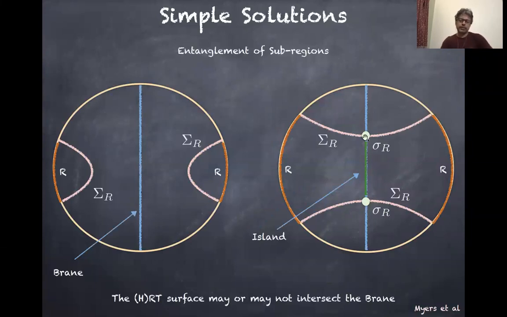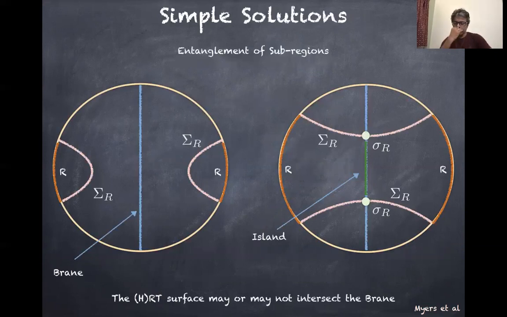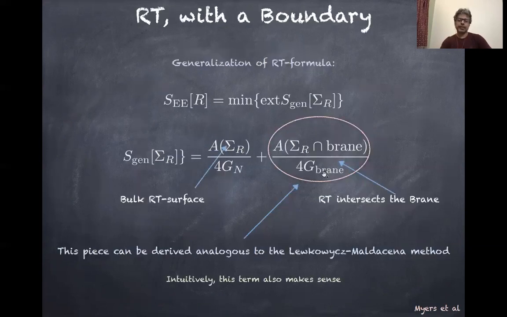But remember now, there are non-trivial intersection points, which are described by these yellow dots, which are living on the brane. But the brane itself has dynamical gravity. So when you compute, for example, the entanglement entropy of this R region, there is obviously going to be one contribution coming from the standard RT prescription, but there will also be an area contribution coming from the small sigma R. So the area of the small sigma R, if you wish. And that small sigma R is nothing but the intersection of capital Sigma R with the brane. And now this object is going to be weighted by a factor of 1 over G brane, because exactly like you do in the standard RT formula, instead of 1 over G Newton, you will write 1 over G brane.